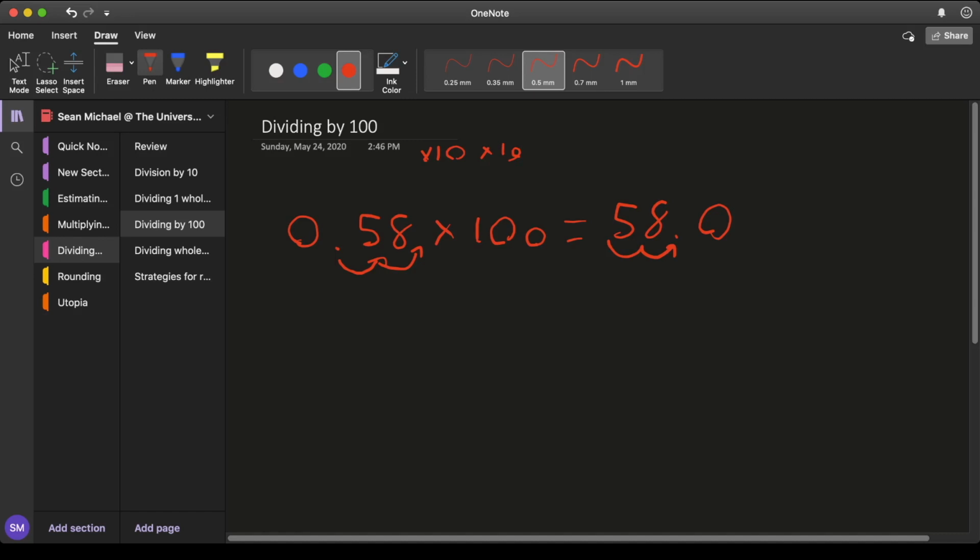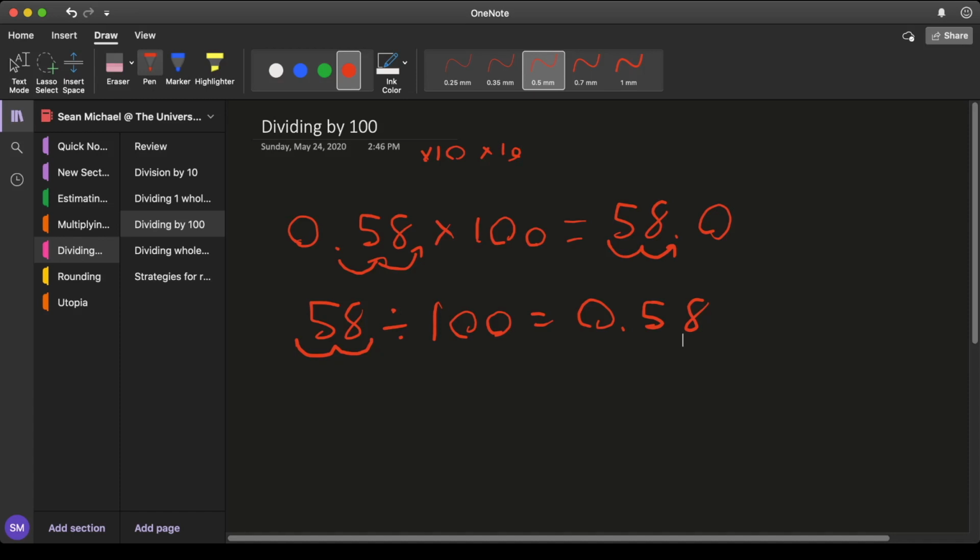Now, if we have 58 and we divide this by 100, what do we think is going to happen? Well, this decimal is going to go not just one time over, but 2 places over. So that's going to equal 0.58. And you can see that dividing undoes what multiplication does. So if you times something by 100 and then you divide it by 100, you're going to get back to where you started.